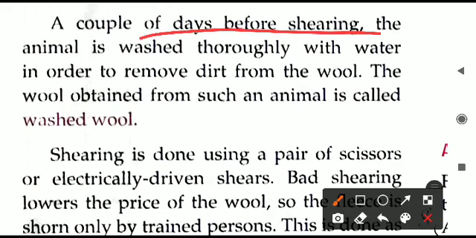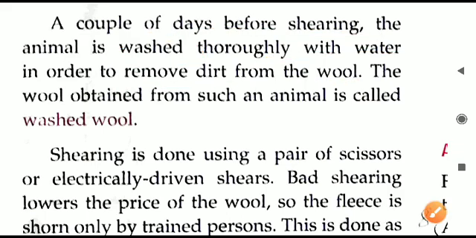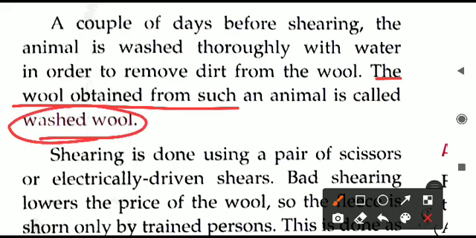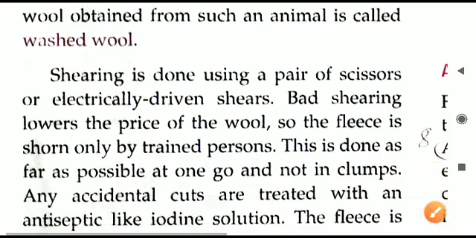A couple of days before the shearing, the animal is washed thoroughly so that the dirt particles on the body of that sheep will be removed. Just to remove the dirt from the wool, we are doing this. Then the wool that is obtained after the cleaning and washing of the sheep is called washed wool. The wool obtained from a neat and clean animal after being washed thoroughly with water is washed wool.